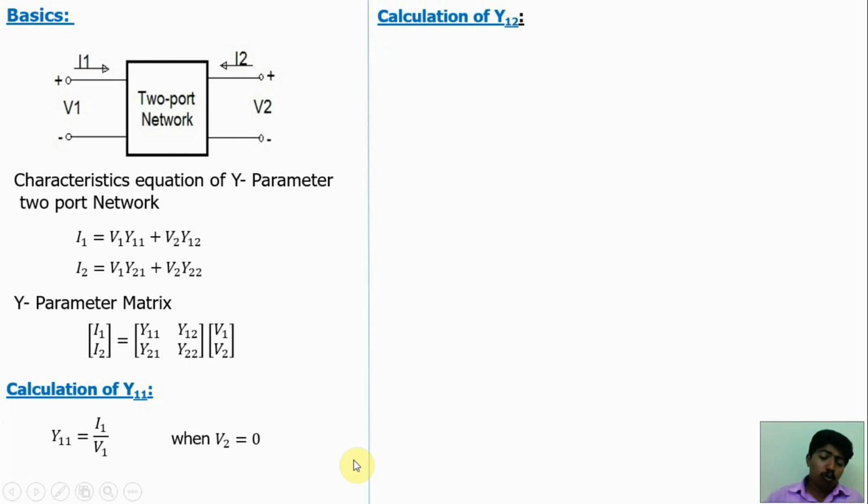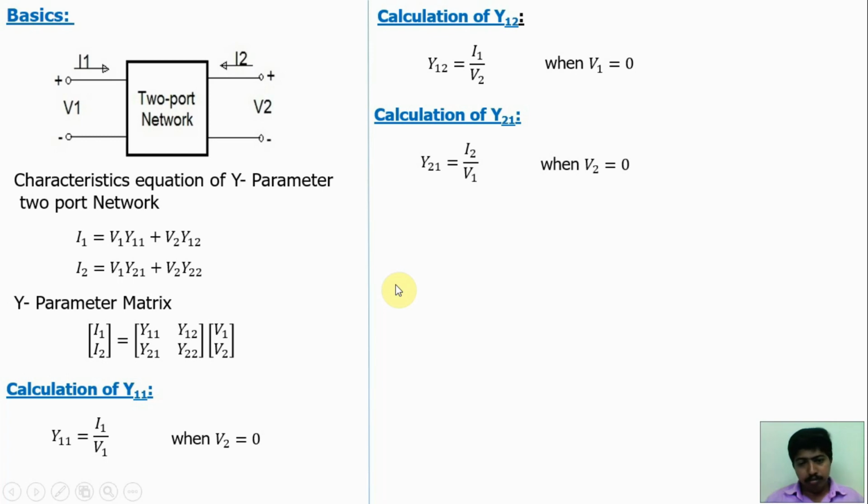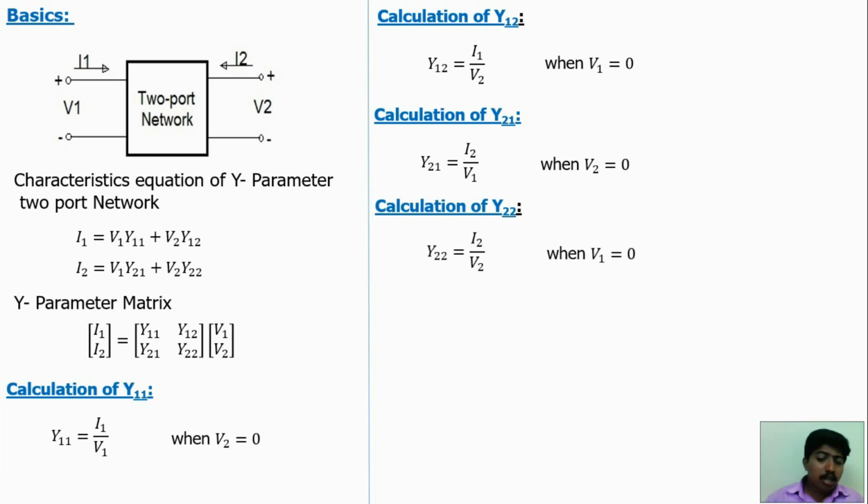Second, Y12. How to calculate Y12? If V1 is equal to 0, I1 by V2 is equal to Y12. Then Y21. From the second equation, when V2 is equal to 0, I2 by V1 is equal to Y21. Next, Y22. For the second equation, when V1 is equal to 0, I2 by V2 is equal to Y22. Okay. This is the basic procedure for the Y parameter matrix.